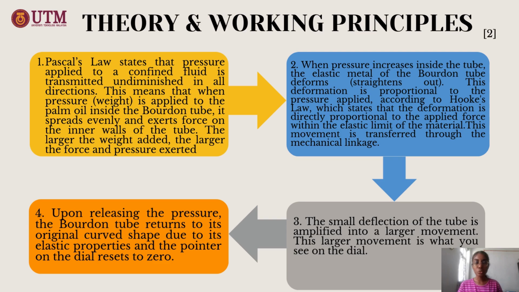Next, according to Hooke's law, the elastic metal of the Bourdon tube deforms or straightens out when pressure increases. This deformation is proportional to the pressure applied. This small deflection of the tube is transferred through a mechanical linkage, which amplifies it into a larger movement. This larger movement is what you see on the dial. When the pressure is released, the Bourdon tube returns to its original curved shape due to its elastic properties. Consequently, the pointer on the dial resets to zero.